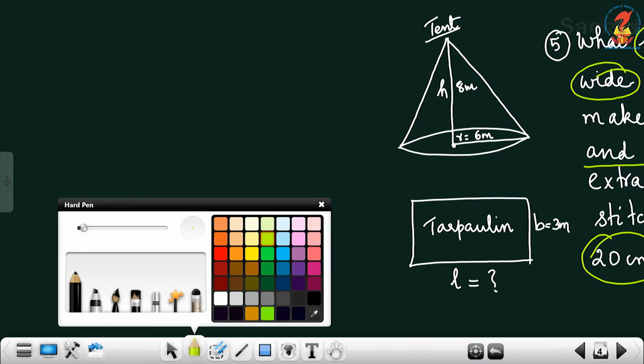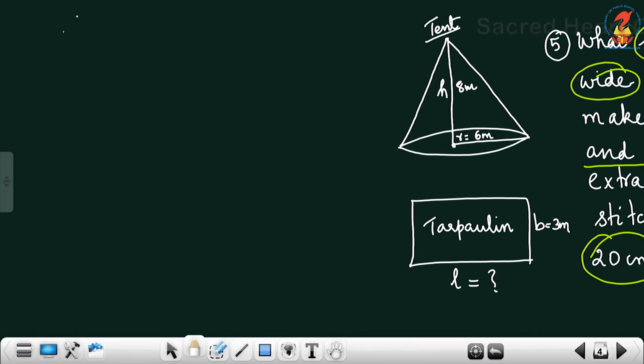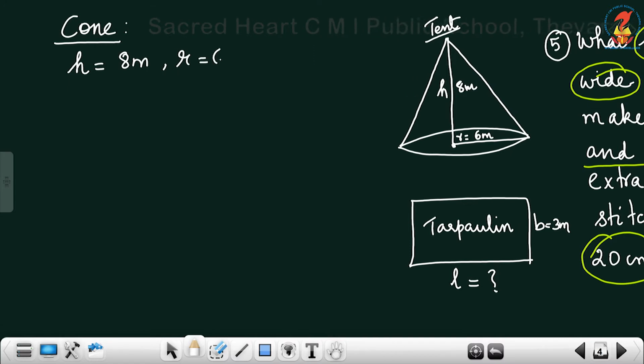So first we will start with the cone. What all informations of cone is given? Height of the cone is given to be 8 meter. Radius of the cone is given to be 6 meter. So we need to find the CSA of the cone. To find the CSA, what is the formula? Pi r L. Slant height we don't know. We have to find. What is the formula to find slant height? Square root of h square plus r square.